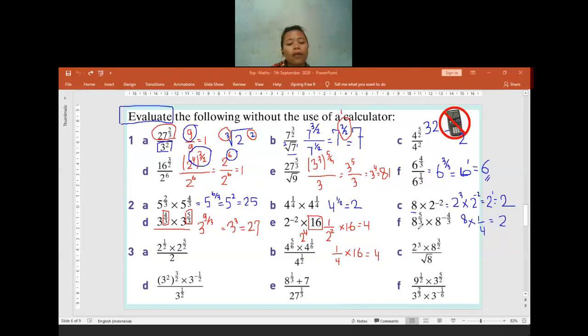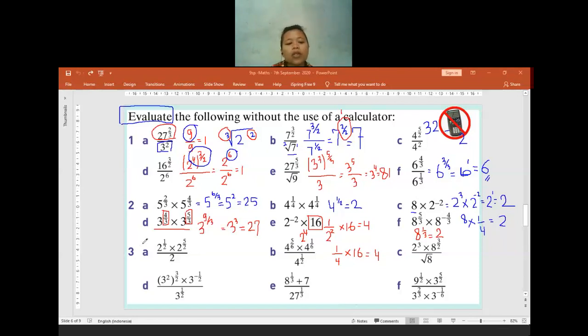We have 8 to the power of 5 per 3 times with 8 to the power of negative 4 per 3. How many it will be if we simplify it? It will be 8 to the power of how many? 1 by 3. 8 to the power of 1 by 3. How many it will be? 2. Okay. Is there anyone having any questions so far? Okay, if nothing is confusing, I think we can continue to the question 3A.